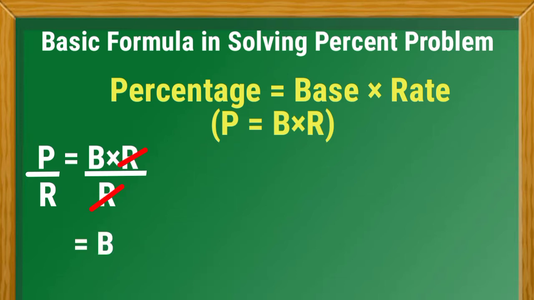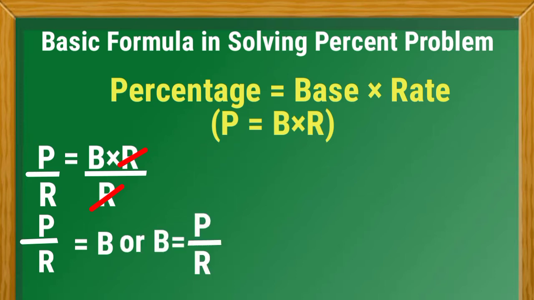So we are going to cancel rate here. So what remains is percentage over the rate equals the base. Or the formula in finding the base is percentage divided by the rate.